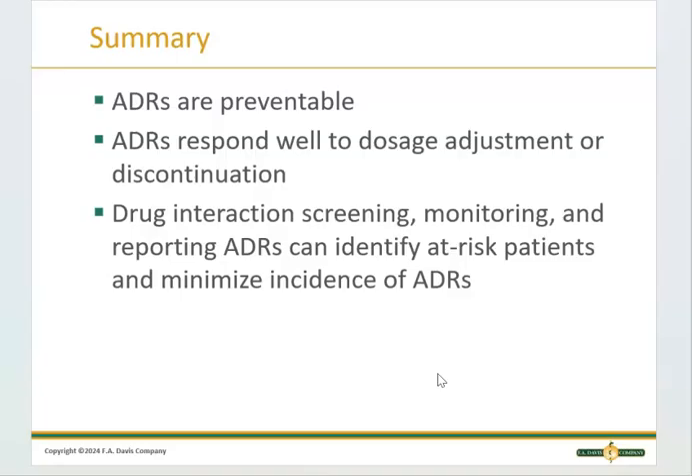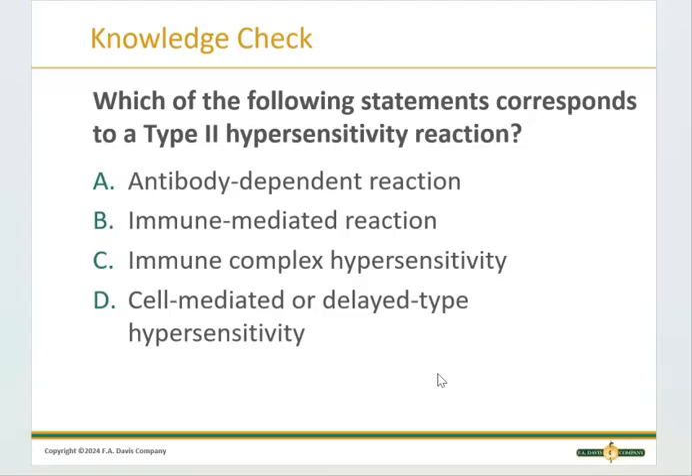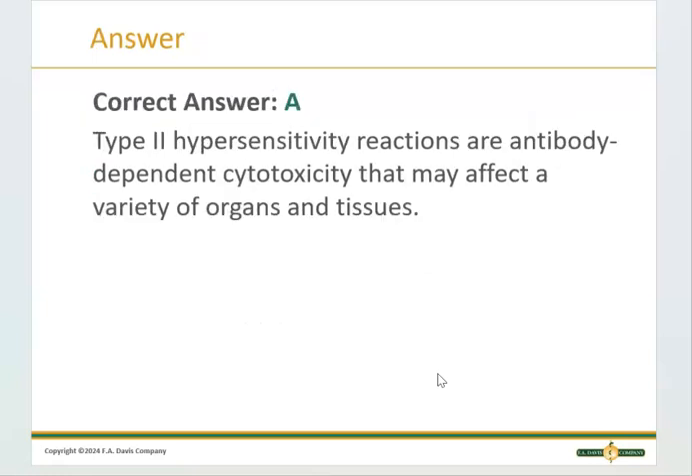Okay, a couple of knowledge checks. Which of the following statements corresponds to a type 2 hypersensitivity reaction? Okay, so we're thinking type 2 now. Is it antibody-dependent, immune-mediated, an immune complex, or cell-mediated? Type 2 hypersensitivity reactions are the antibody-dependent cytotoxicity that can affect a variety of organs and tissues. These are things like drug-induced immune thrombocytopenia.